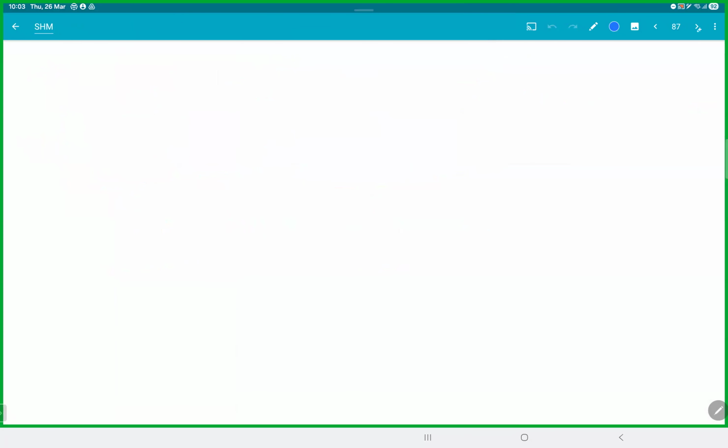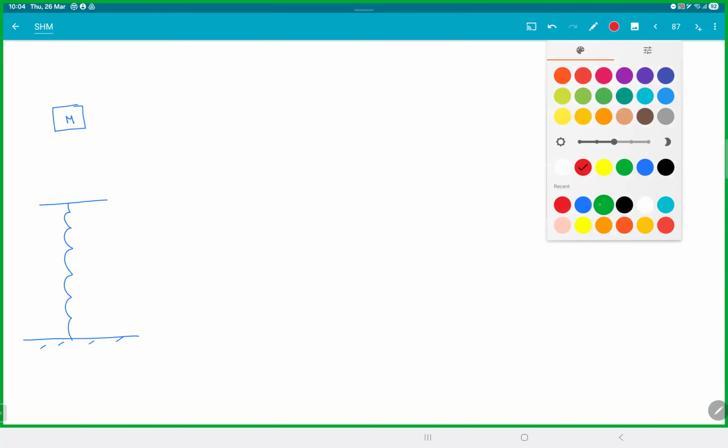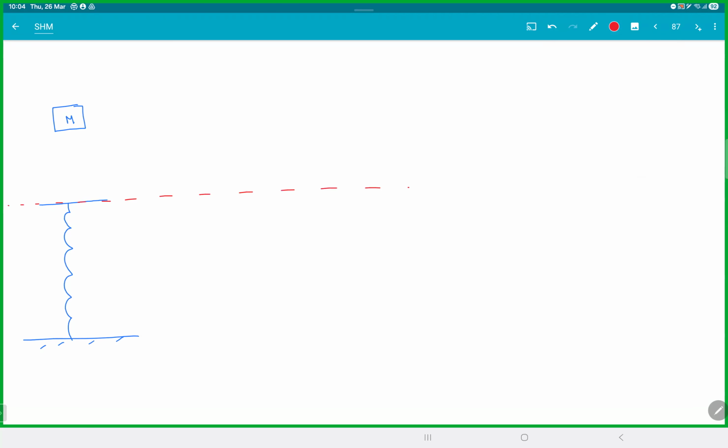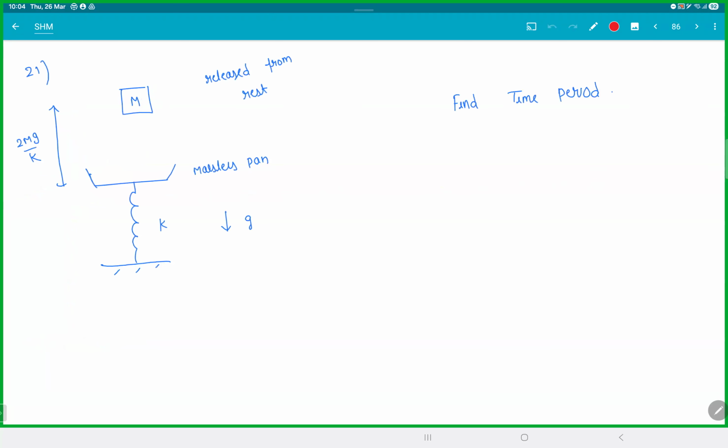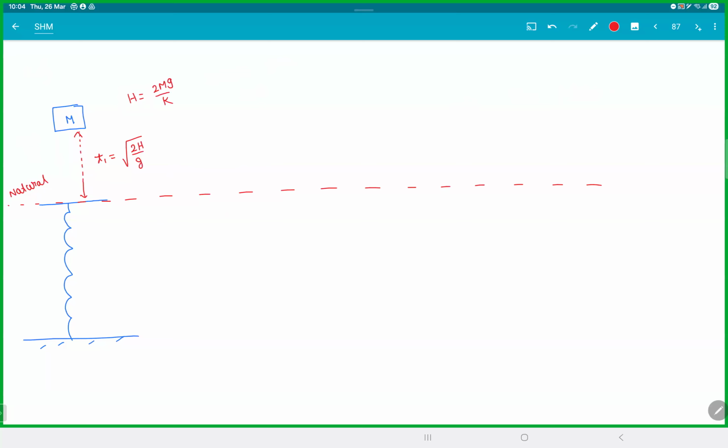So let's draw the picture and let's see whether you fell into the trap or not. This is something I keep telling you: if you can't draw the picture, if you don't understand what is happening with the whole thing, you can't solve the problem. So let's define certain things clearly. This is the natural length of the spring. This block is going to fall from here to here. Let this time be t1. How much is this? Root over 2h by g. This comes from kinematics, where h is equal to 2mg by k. That is given in the question. Agreed with that? That comes from kinematics when you release it.